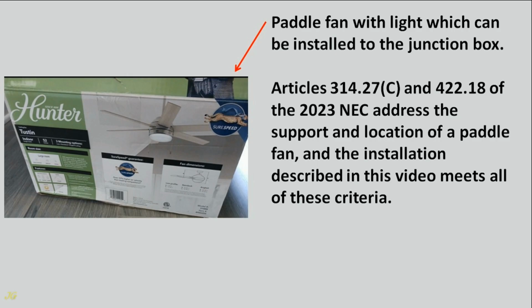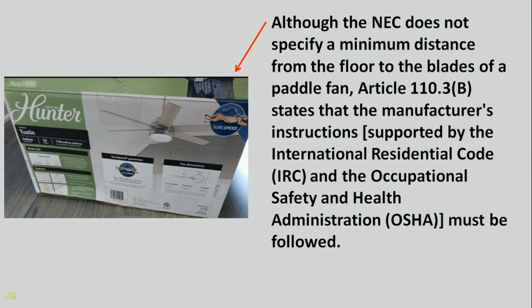Articles 314.27 C and 422.18 of the 2023 NEC address the support and location of a paddle fan, and the installation described in this video meets all of these criteria. Although the NEC does not specify a minimum distance from the floor to the blades of a paddle fan, Article 110.3 B states that the manufacturer's instructions, supported by the International Residential Code, IRC, and the Occupational Safety and Health Administration, OSHA, must be followed.